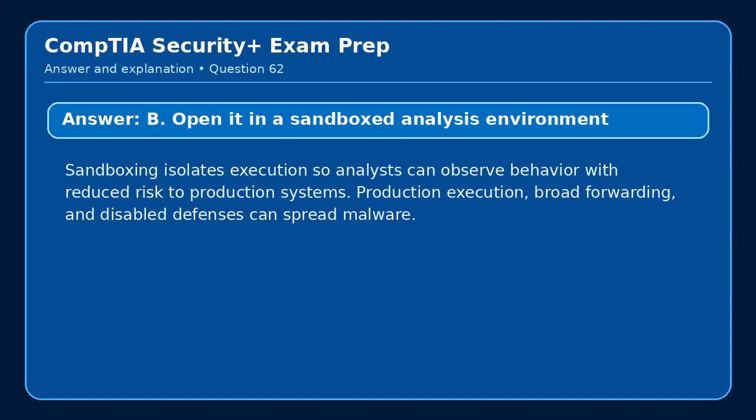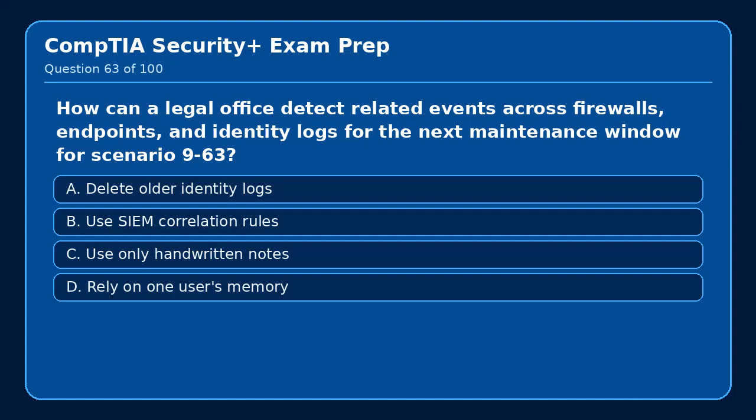Question 65. How should a retail chain limit standing administrator access to critical systems while preparing a remediation plan for scenario 9 to 65? A. Privileged access management with just-in-time elevation. B. A shared root password. C. Permanent domain admin rights for every technician. D. No approval for privileged sessions. Take a moment to choose your answer.